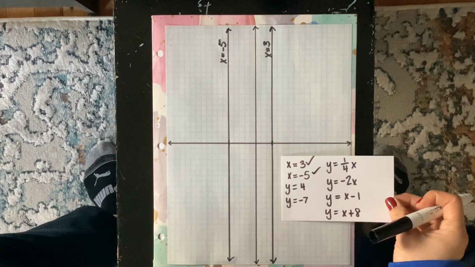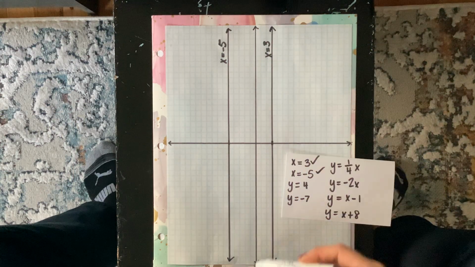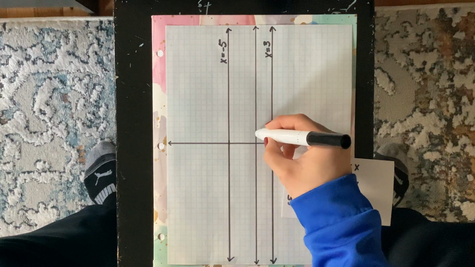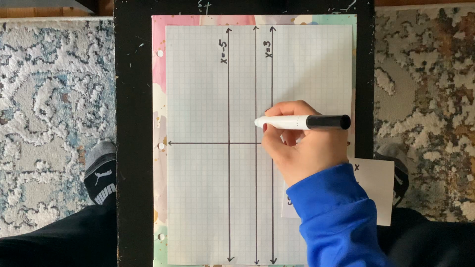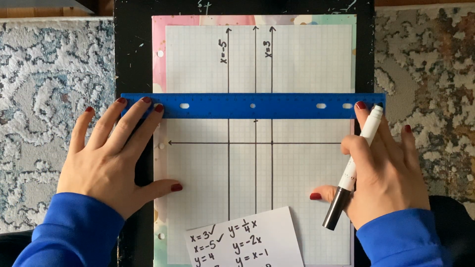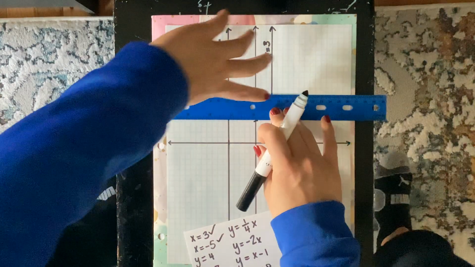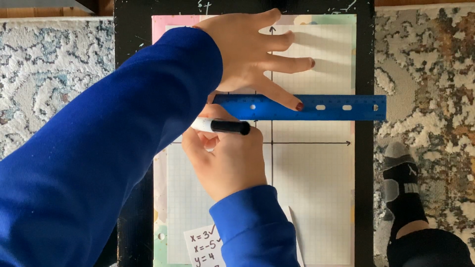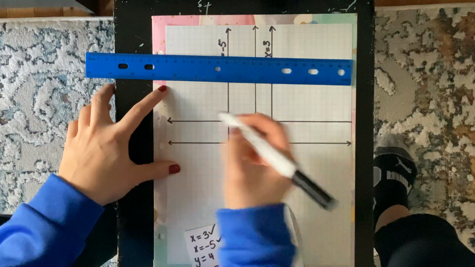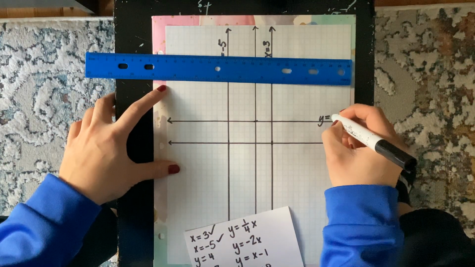My next one is y equals 4. So this time we're looking at the y-axis that goes up and down. Where is y equals 4? Y equals 4 is 1, 2, 3, 4 right here. And y equals 4 is going to go straight across. This has 0 slope. It's just a line that is always at y equals 4. So this one's y equals 4.